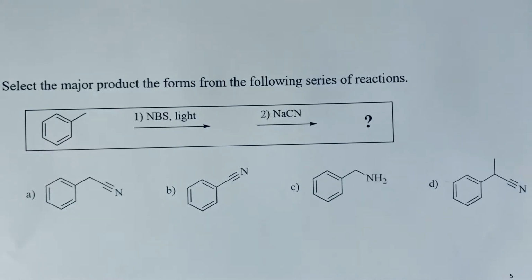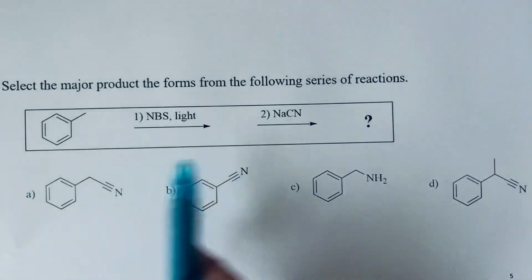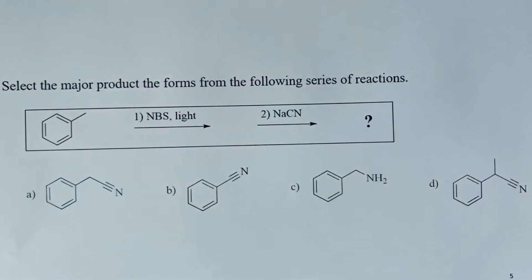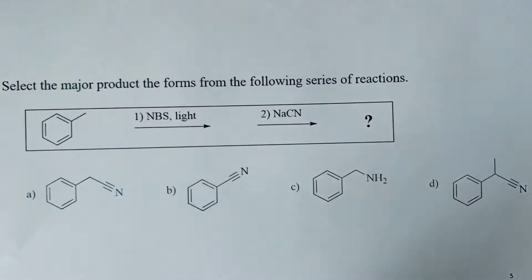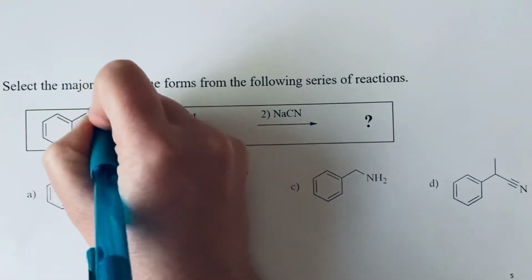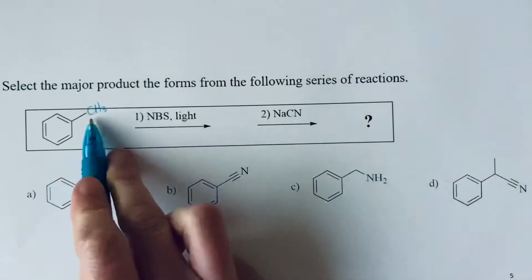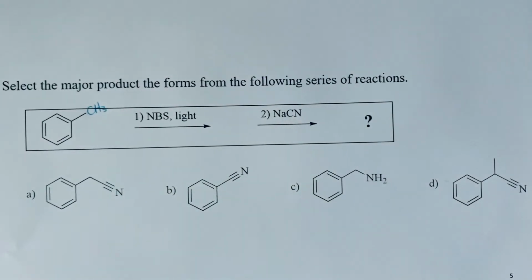Select the major product that forms from the following series of reactions. So if we look at what we're starting with, we have a relatively unfunctionalized molecule except for that benzene ring. So we have the benzene ring and we also have a methyl group sitting here, CH3. So we've got some sp2 hybridized carbons and then the sp3 hybridized carbon of that methyl group.